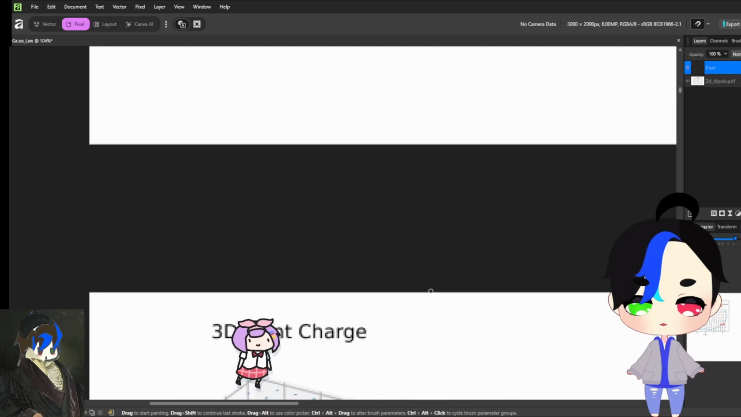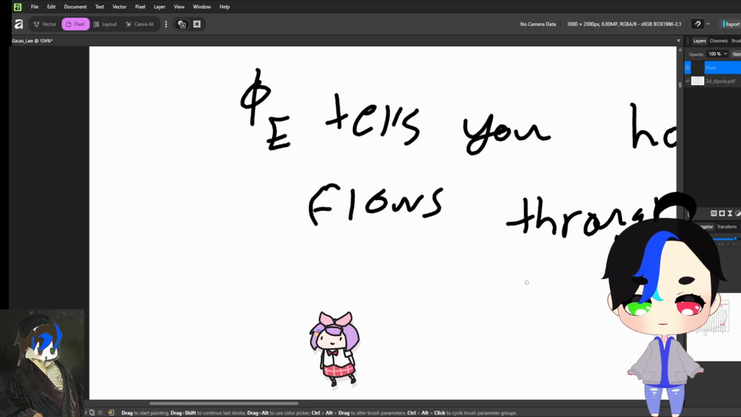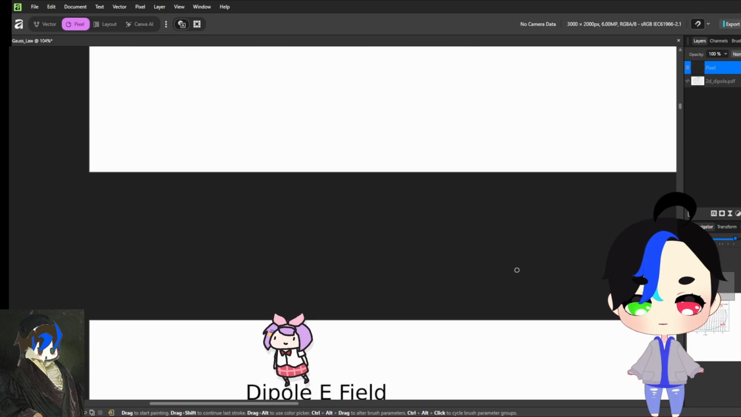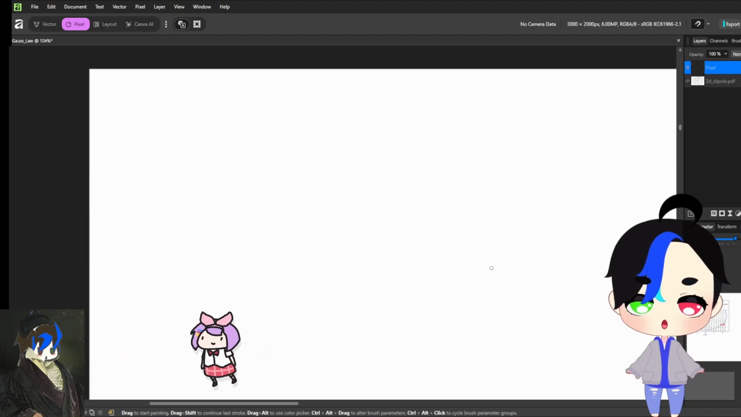That begs the question, what does the flux integral actually have to do with the electric charge? Hang on, let me get to a blank one. So let's figure that out. Let's answer that question.